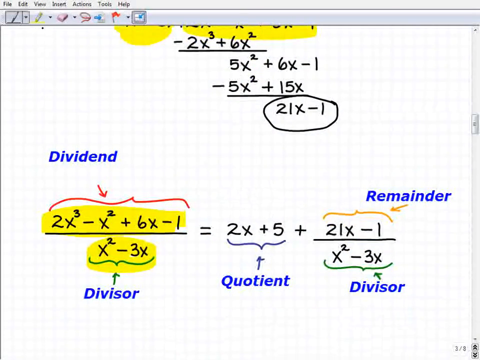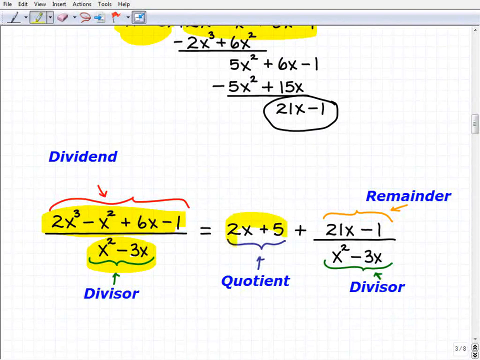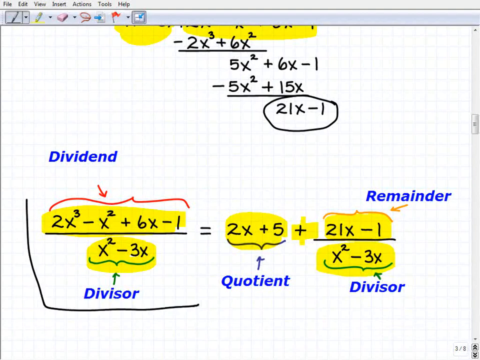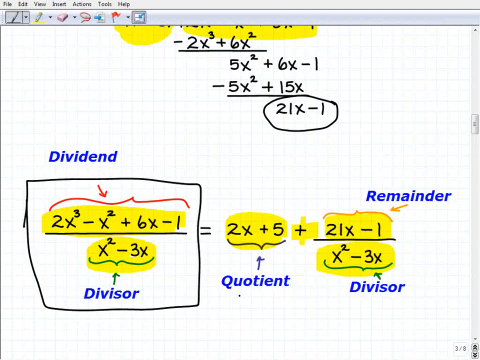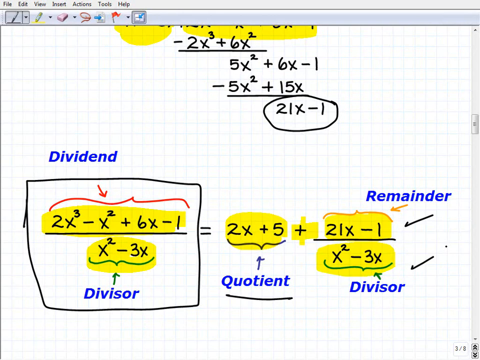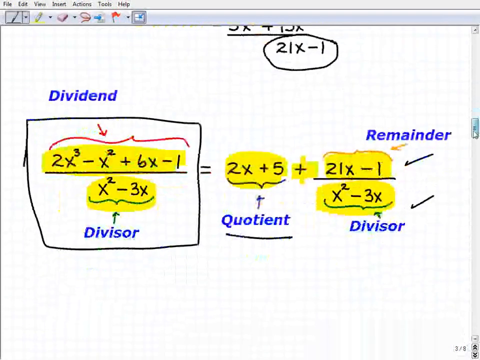We write our answer. Our answer is called the quotient. That's the result of doing division. And when you have a remainder with long division, you're going to put a plus sign. You're going to put the remainder, and you're going to put that over the divisor. So you want to go ahead and keep this particular format in mind: the quotient plus the remainder over the divisor. Commit that to memory, because that's the proper format of writing the result of doing a polynomial long division problem. Okay, let's move on.